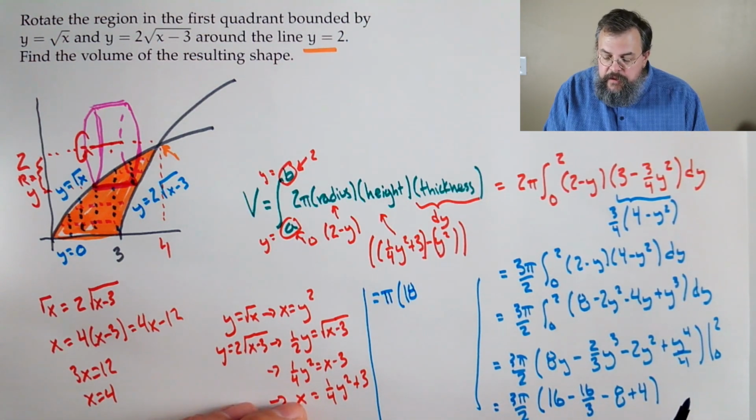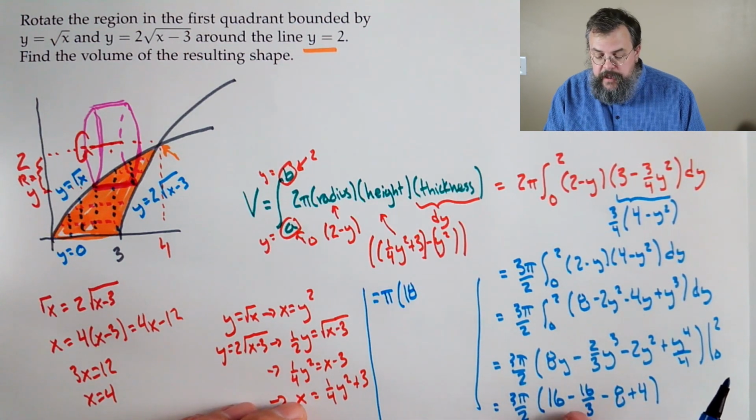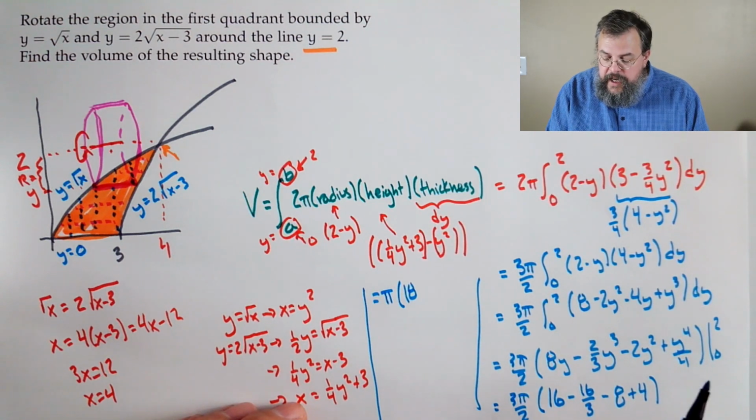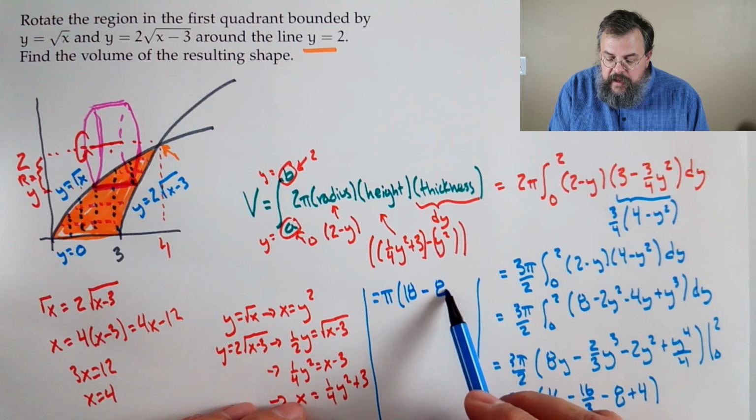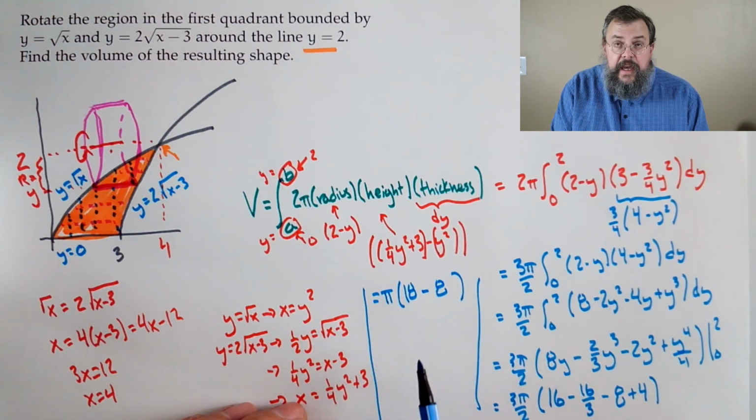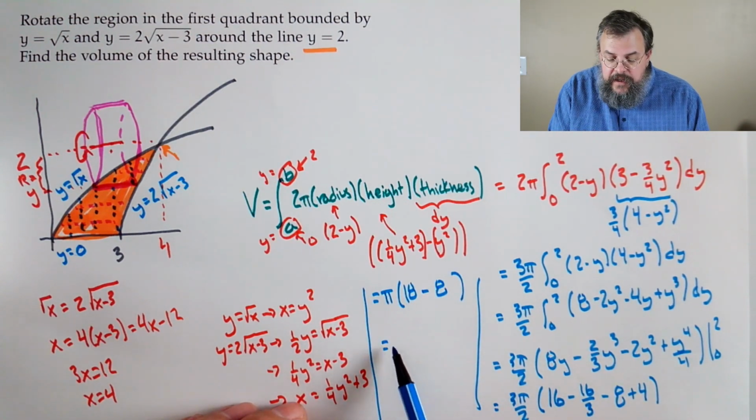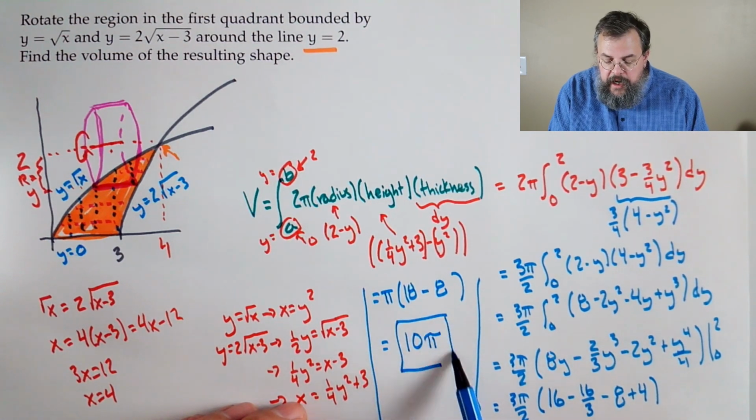If we take 3/2 and we multiply that by 16/3, well, the 3's cancel, 16 divided by 2 is 8. And don't forget the minus. So 3 halves times minus 16 thirds would give us minus 8. 18 minus 8 is 10, giving us a final answer of 10 pi.